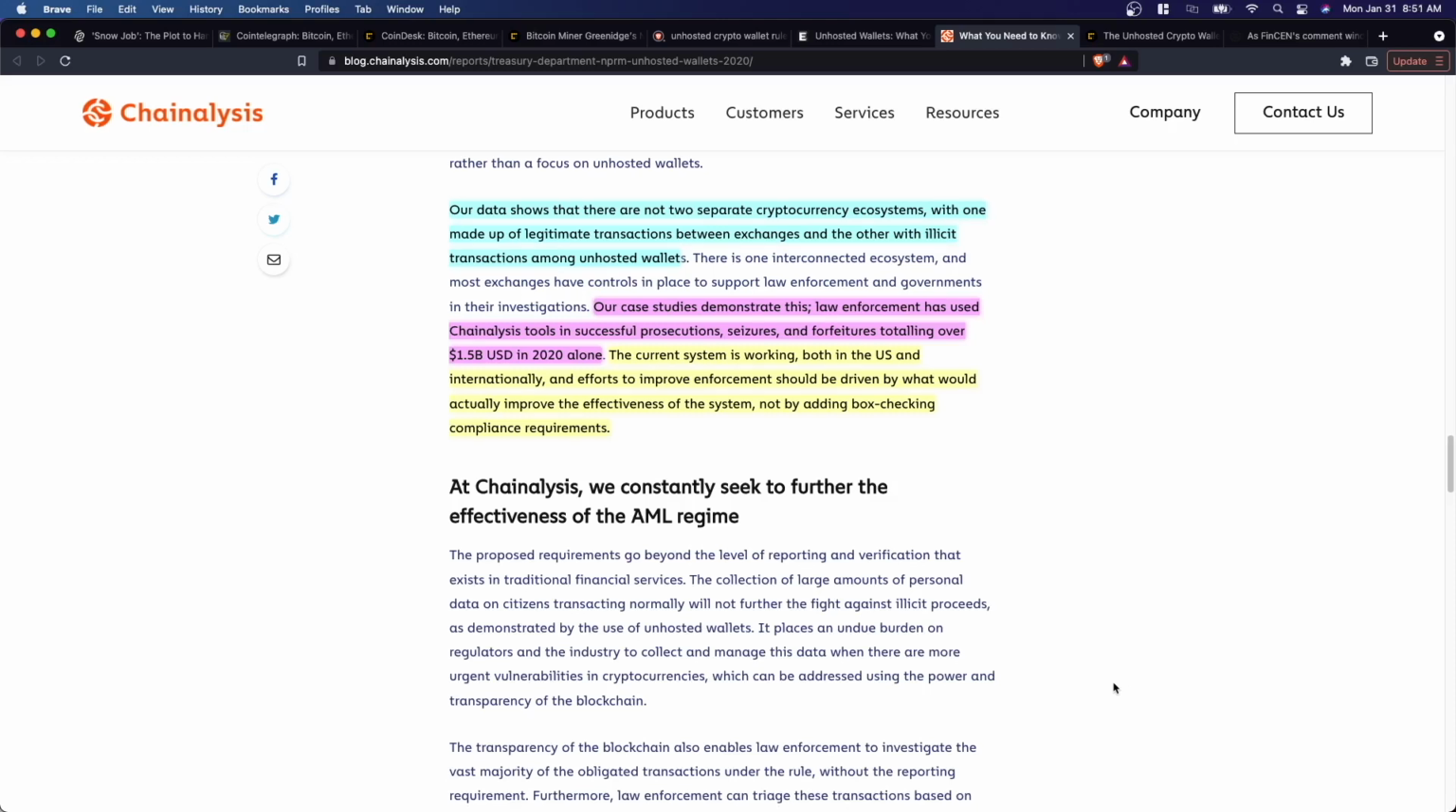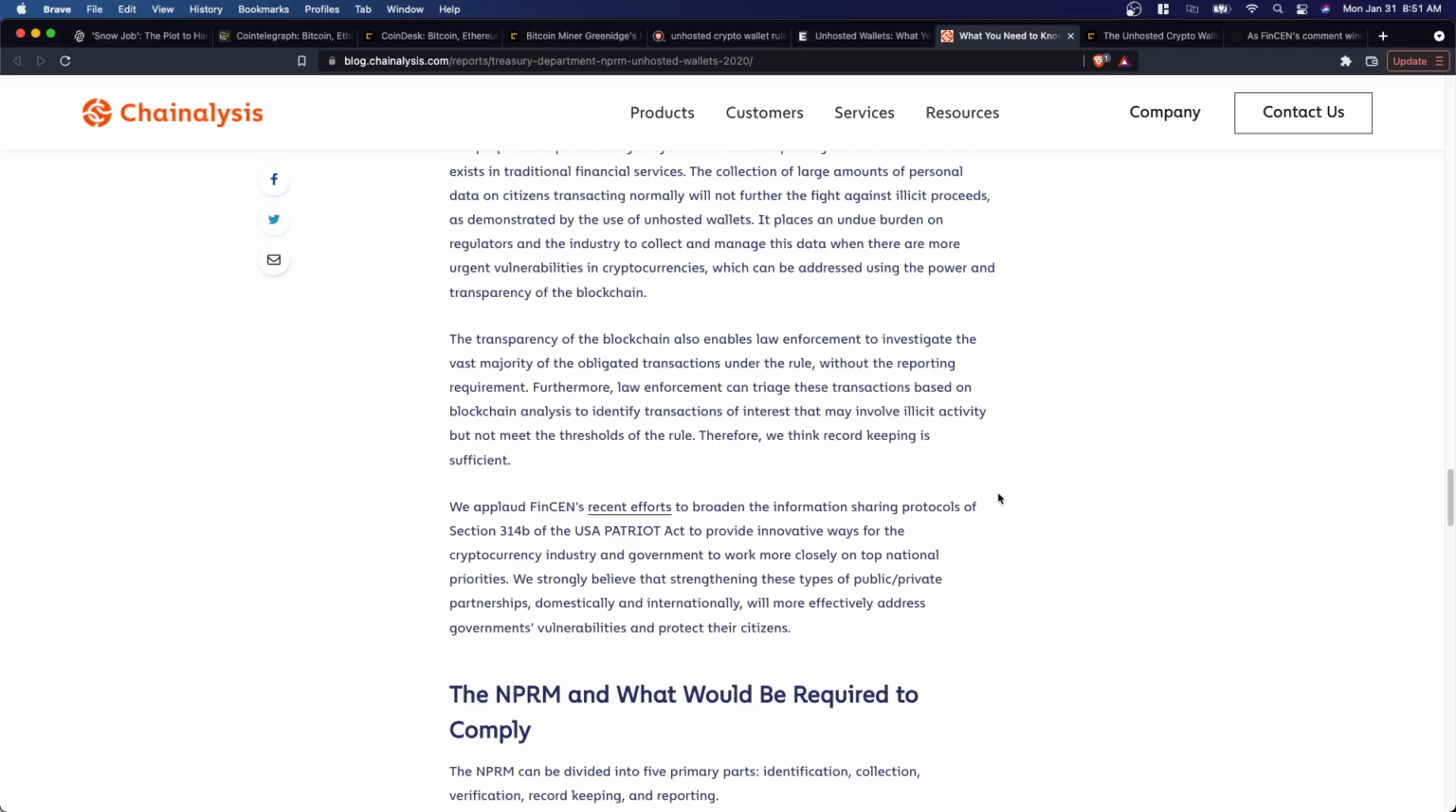So as we could see, clearly the system seems to be working as it currently is. We don't really need to make it more burdensome by imposing all of these really unnecessary compliance requirements that could be costly and just create an unnecessary burden on all parties involved. If the government is already using on-chain analysis to track down, seize, and prosecute nefarious activities and funds to the tune of $1.5 billion in 2020, then I think that is evidence of a successful use case.